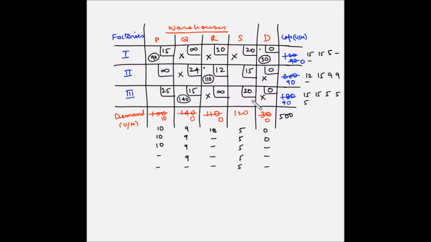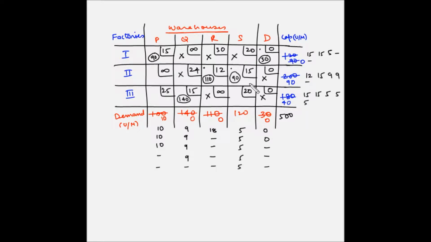Now let's compare these two options. So row number 3 gives the lowest unit cost as 20, while column number S gives us the lowest unit cost of 15. So let's choose column number S first. Now for this square 2S, which has the lowest unit cost of 15, let's evaluate the supply and demand situation. So factory number 2 has a supply capacity of 90 units, while warehouse S has a demand of 120 units. So the maximum we can allocate here is 90 units.